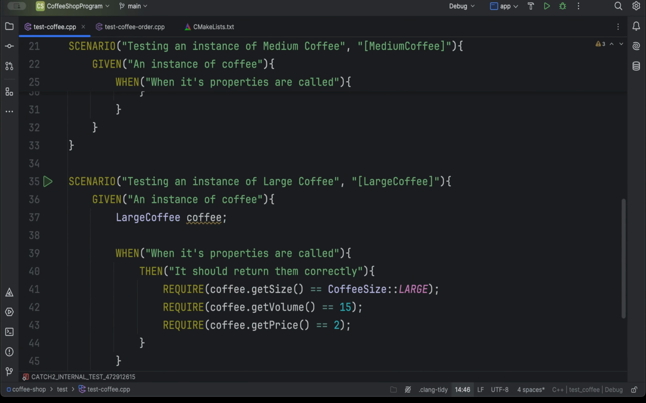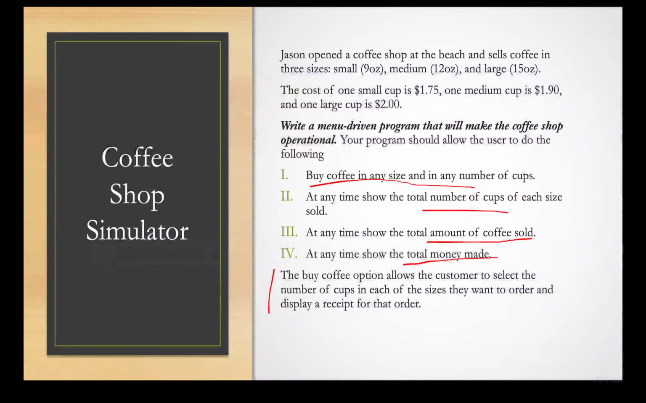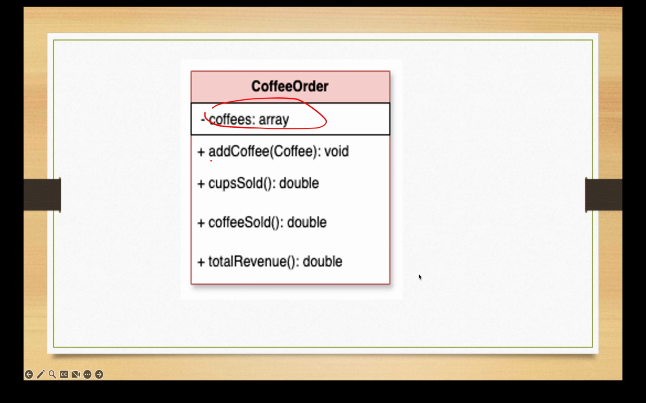The next phase is to test our shop. This is the shop, the coffee shop. The coffee shop has a coffee order. We have coffees. I represent that as an array. You can choose to use a map, a vector, or whatever container of your choice. In this video, I will use a vector for simplicity.